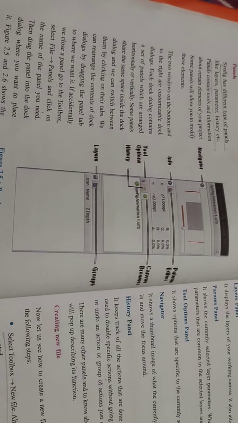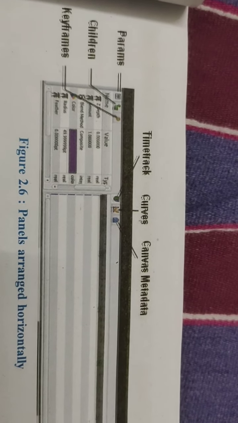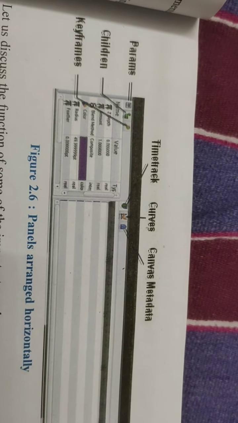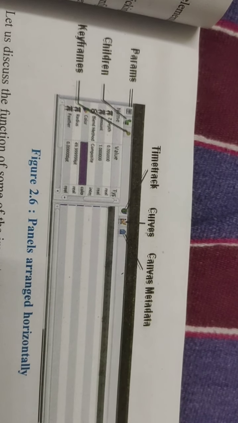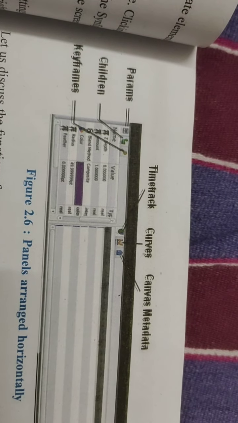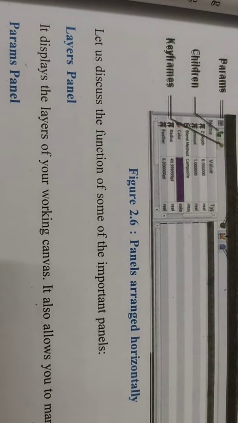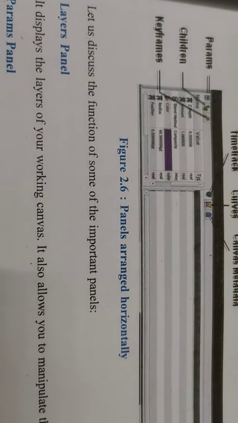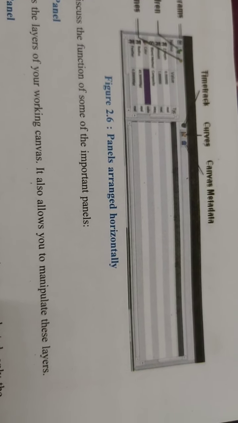This is the panel which is in vertical form. This is the panel in horizontal form. Time track, curves, canvas, metadata, params, children, keyframes. The Layers panel displays the layers of your working canvas. It also allows you to manipulate the layers.